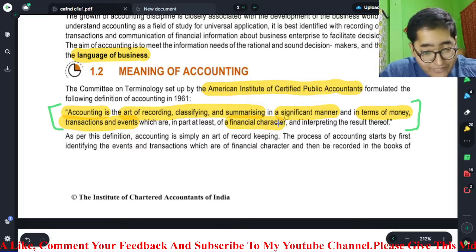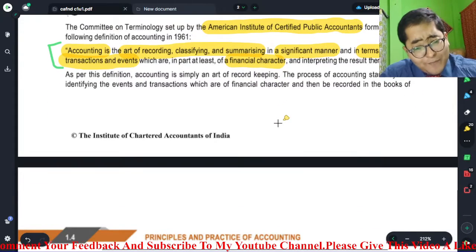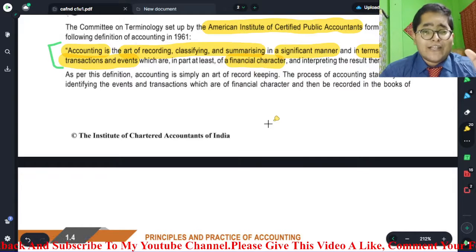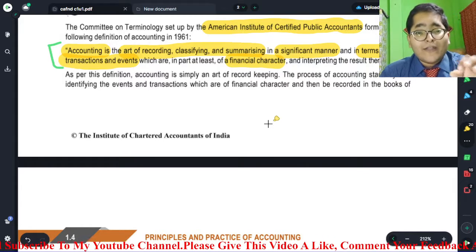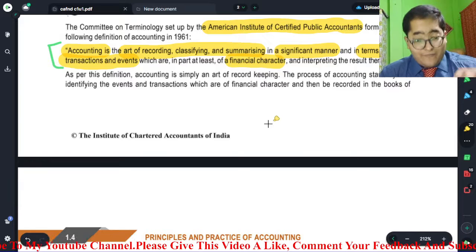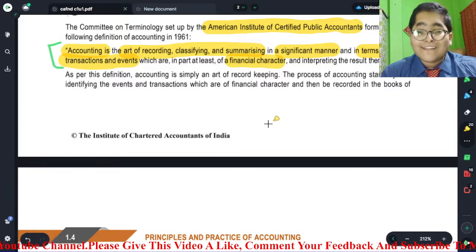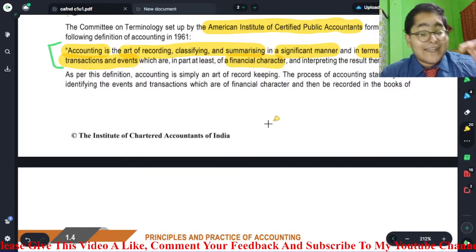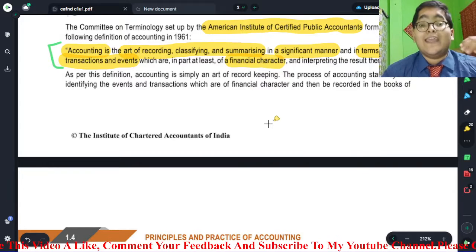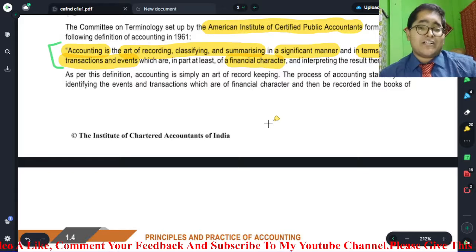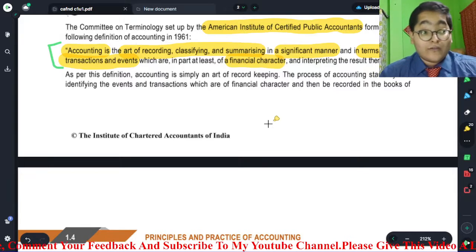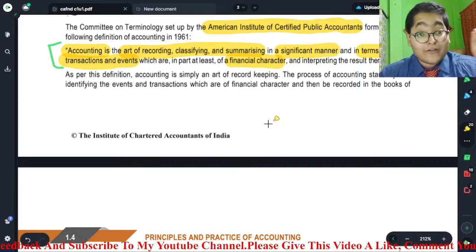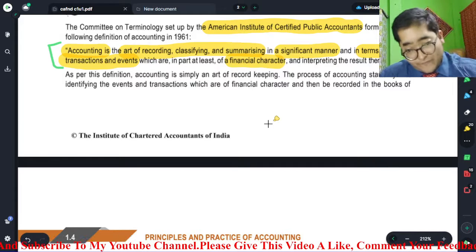So as per this definition, accounting is simply an art of record keeping, right? According to this definition, accounting is just record keeping, but no, accounting is not just record keeping. It includes analysis, it includes interpretation, it includes communicating the financial information to the users or the persons who require the information. So it is not just record keeping, right?